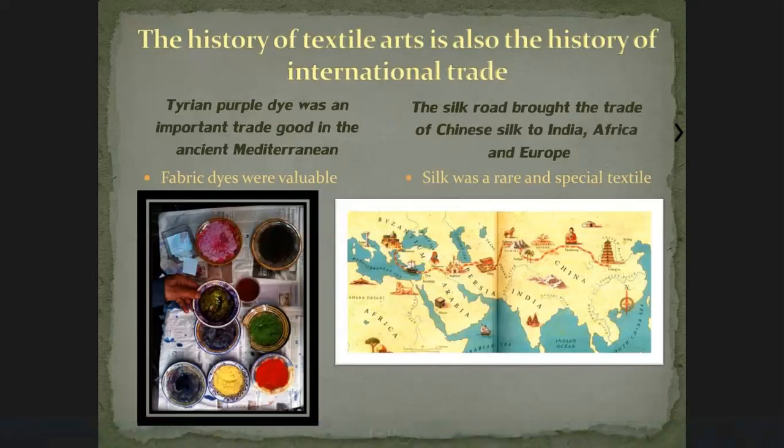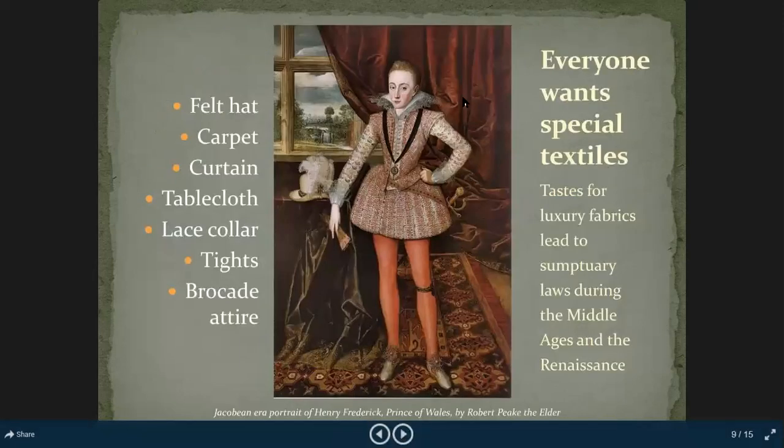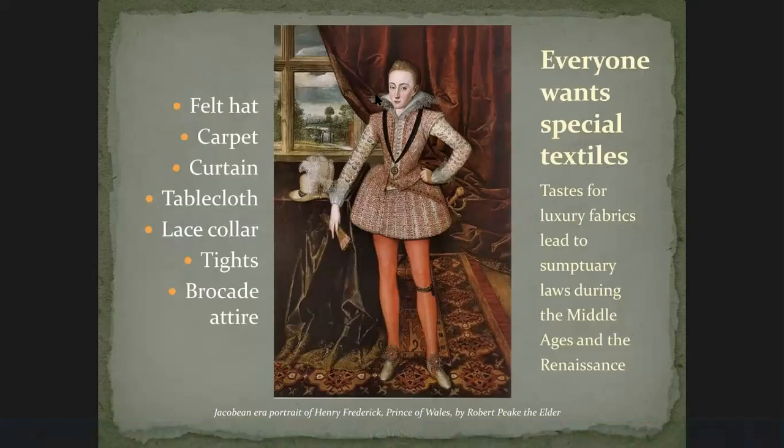Silk was a rare and special textile. Fabric dyes were valuable, but nowadays silk is a rare and special textile because we rarely see silk. So it's really important. Felt hats, carpets, curtains, tablecloths, lace collars, kites, brocade, tires: these are just examples of how textile arts are used until now. So everyone wants special textiles.